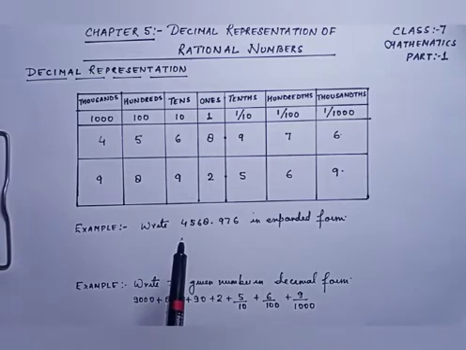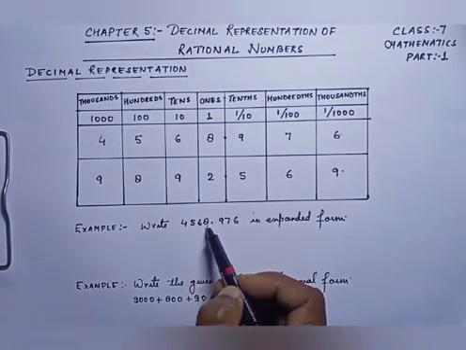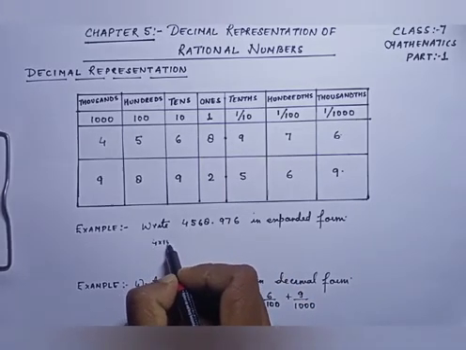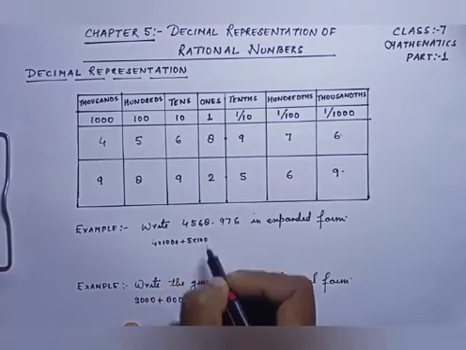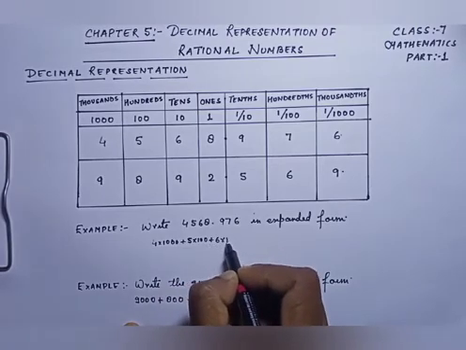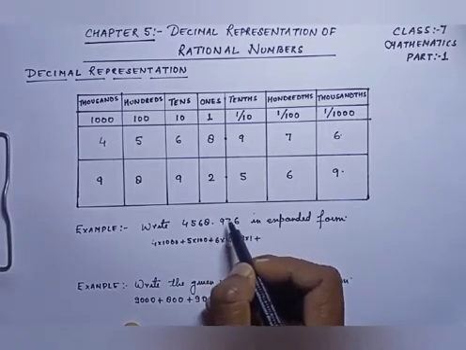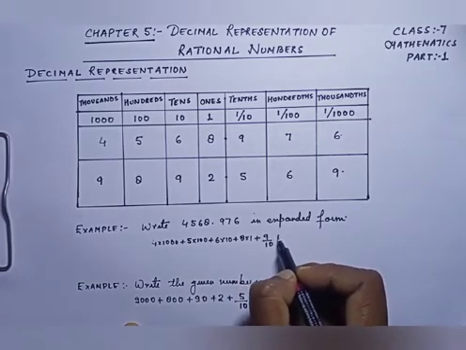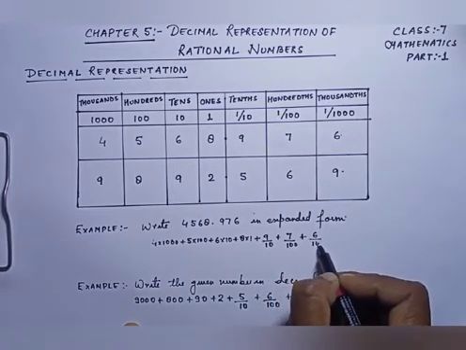So the first example is: write 4568.976 in expanded form. As we move towards the left, it is ones, tens, hundreds and thousands. So first of all I am going to write 4 into 1000 plus 5 into 100 plus 6 into 10 plus 8 into 1 plus, now after the decimal the place values keep on decreasing, so it will become 9 upon 10 plus 7 upon 100 plus 6 upon 1000.